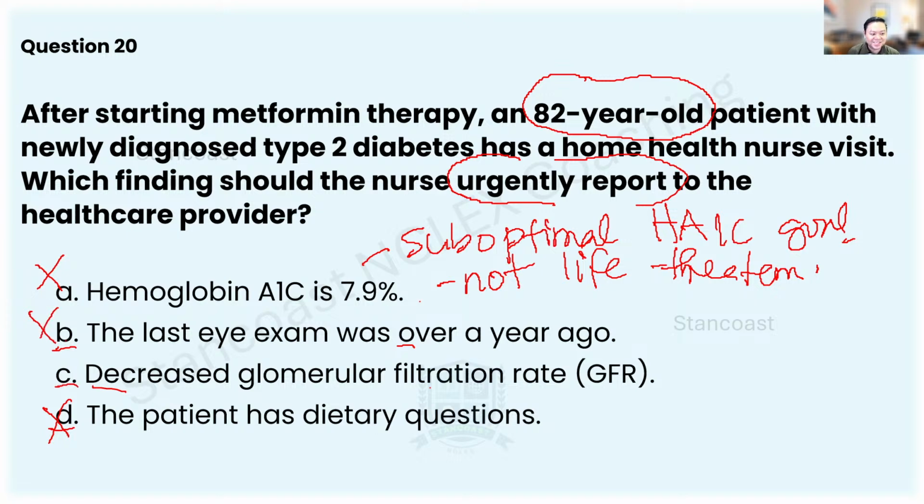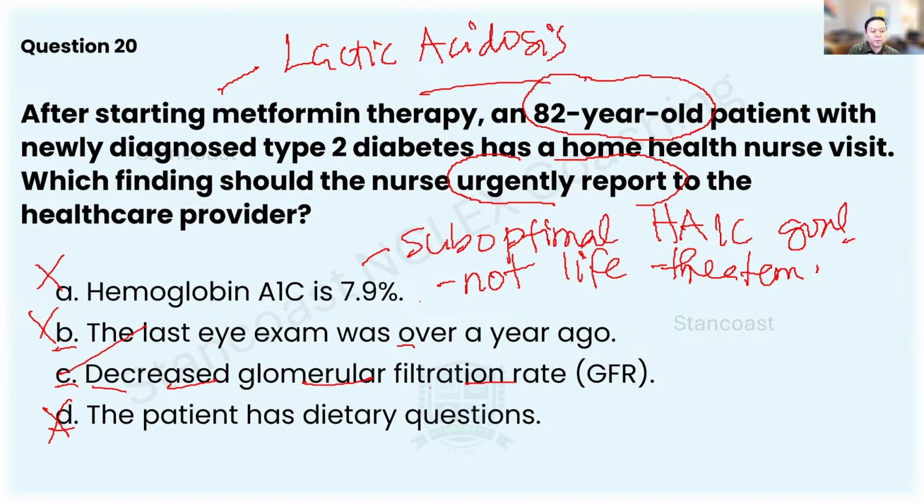If you had letter C, decreased glomerular filtration rate, remember about the metformin? Yes, this can lead to lactic acidosis if they have renal impairment. That is the correct answer. Decreased glomerular filtration rate, letter C, will require maybe immediate discontinuation of the medication because of their risk of developing lactic acidosis. You gotta notify the medical provider right there and then.